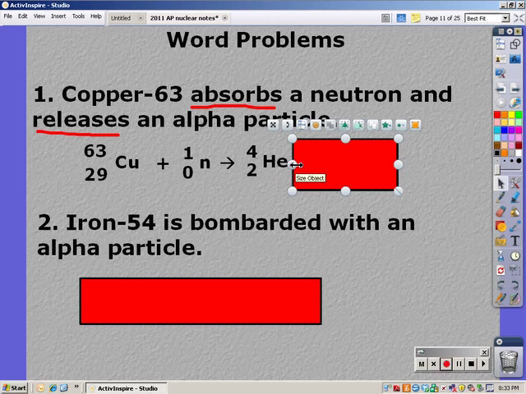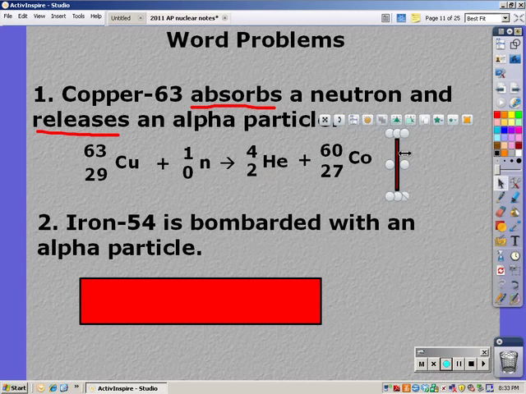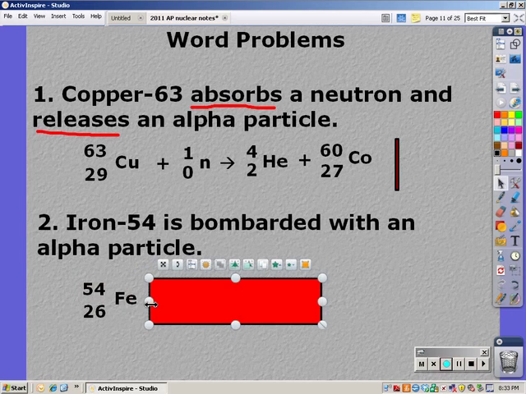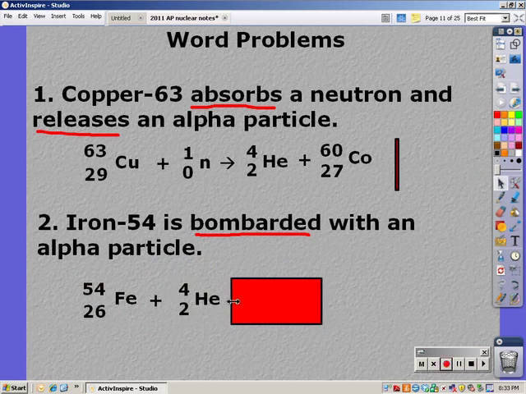So you do what we just did and say 63 plus 1 is 64, so 4 plus 60 equals 64, and 29 plus 0 equals 29. So 2 plus 27 equals 29. Iron 54 is bombarded with an alpha particle. Bombarded means that it has to be on the same side as what's bombarding it, because bombarding is basically hitting it. So there's our alpha particle, and so 54 plus 4 is 58, and 26 plus 2 is 28, and so we get nickel.